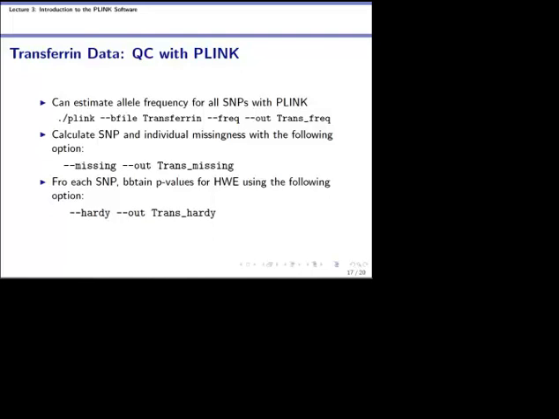So to calculate SNP and individual missingness, you can use these options. For each SNP, you can obtain p-values for Hardy-Weinberg equilibrium. You can use the following options. So this here is just the Hardy option, and then the output is saved into some file for Hardy.